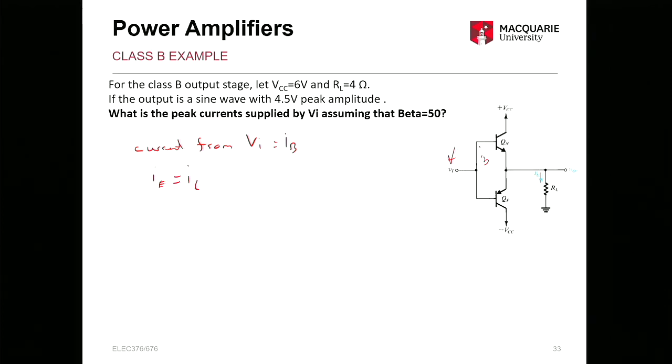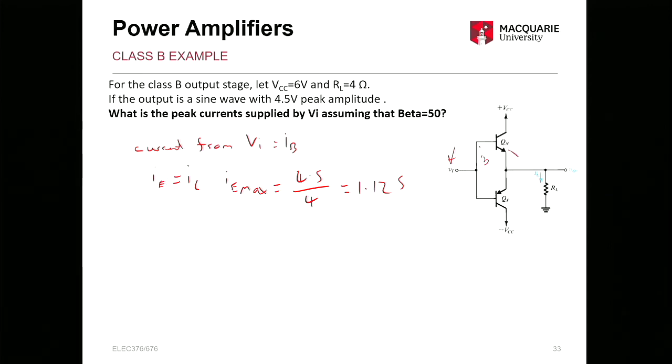Yep. So IE, let's say max, it's going to equal 4.5 divided by 4, 1.125. Okay? So that's the maximum current at the output. Yep, at IE in this case.